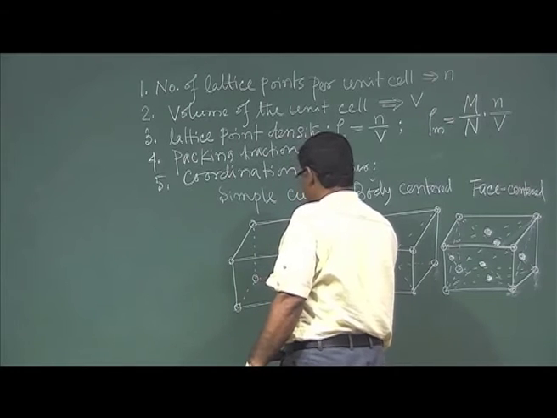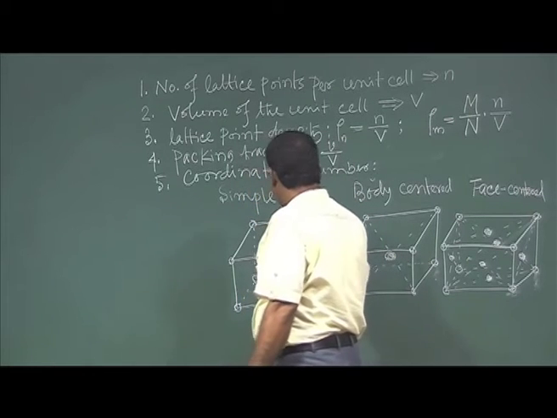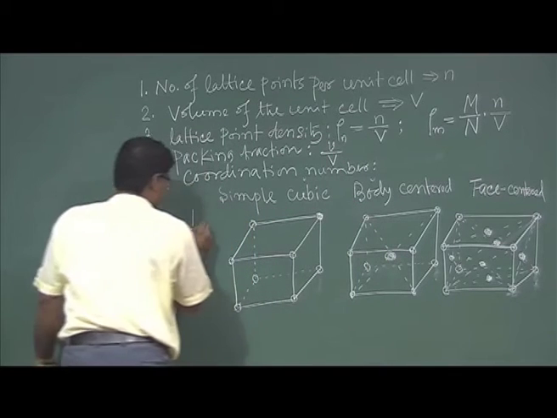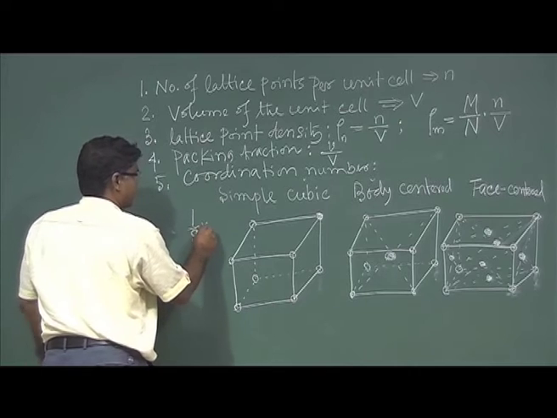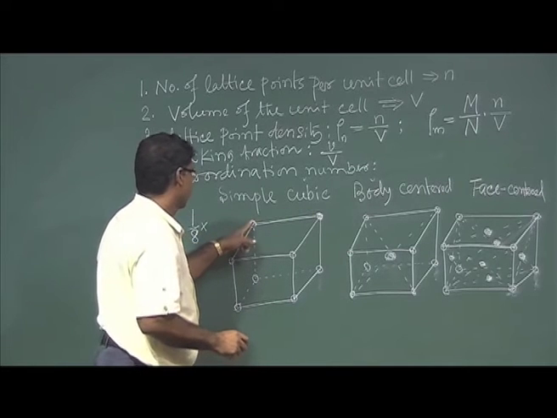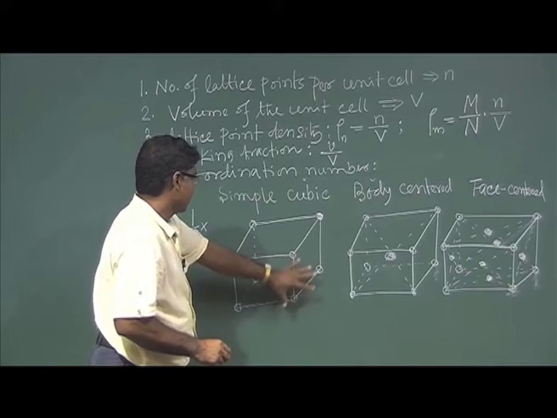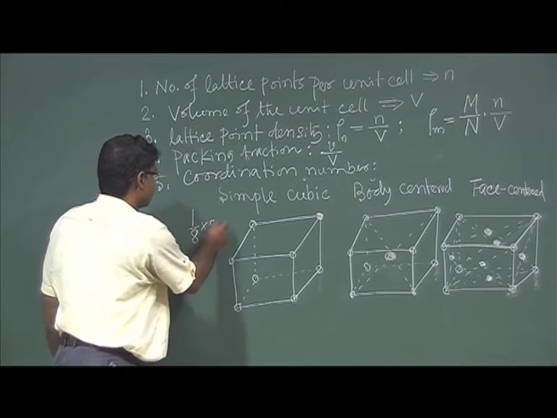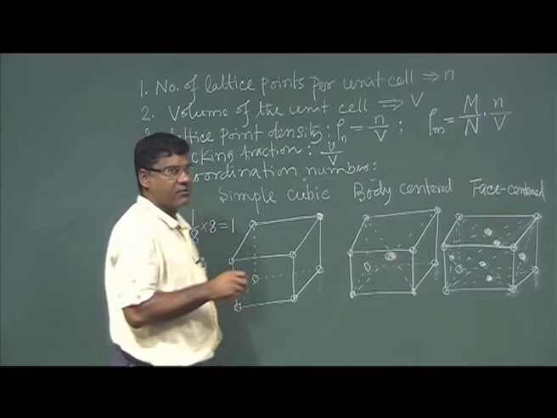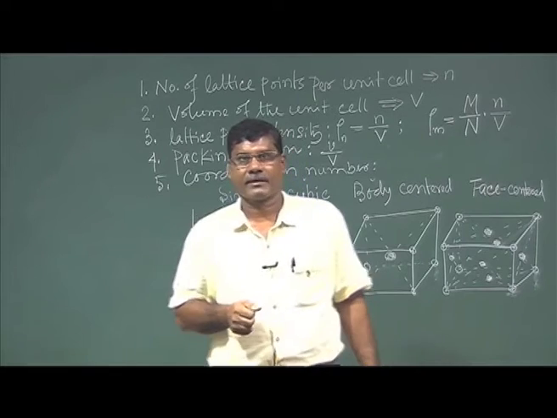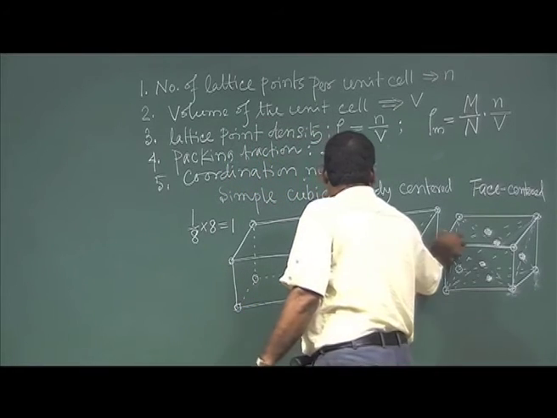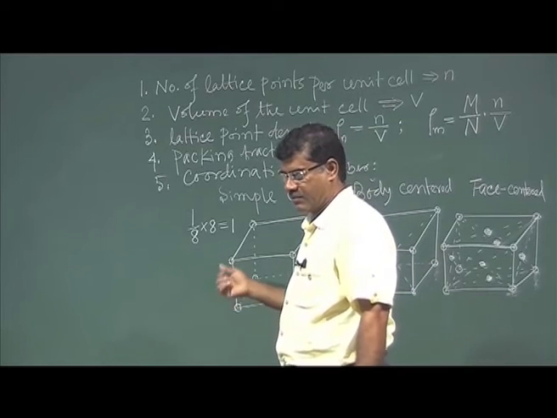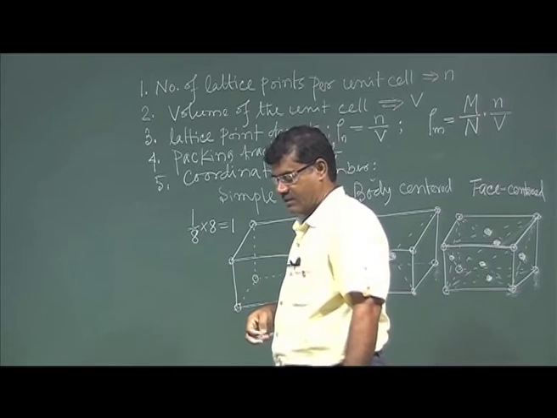So, for each unit cell, it will contribute 1/8 of each lattice point. So, we have 8 lattice points. Basically, effectively it will be 1 lattice point per unit cell. Similarly, for other cases we can calculate. I think it will be easy to understand if we see some model.